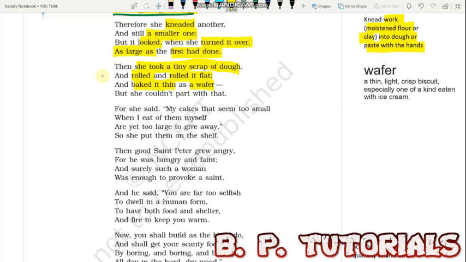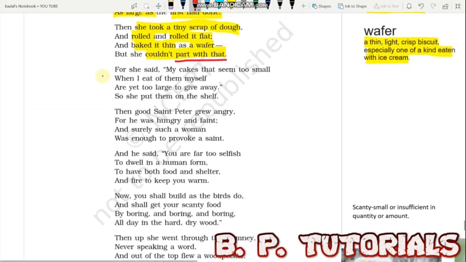What is a wafer? Wafer is a thin, light, crisp biscuit, especially one of a kind eaten with ice cream. Here, the cake is like a wafer, so thin, so light that it showed the extremity of her selfish attitude. She baked it thin as a wafer, but she could not part with that. She could not give it away to Saint Peter. She could not leave it and give it to Saint Peter for eating. This much selfish she had been.